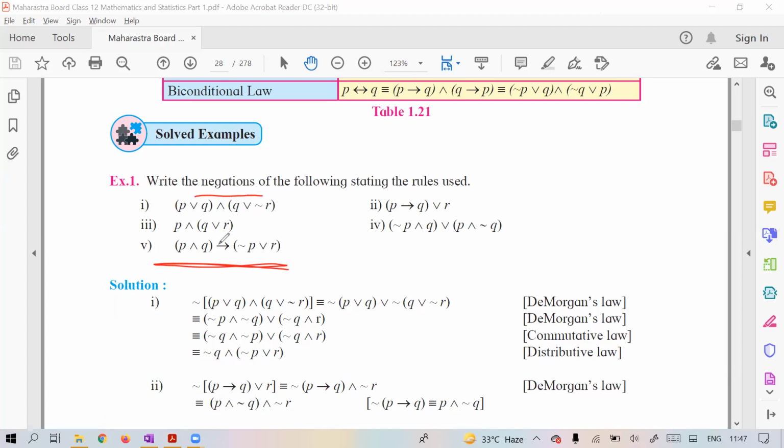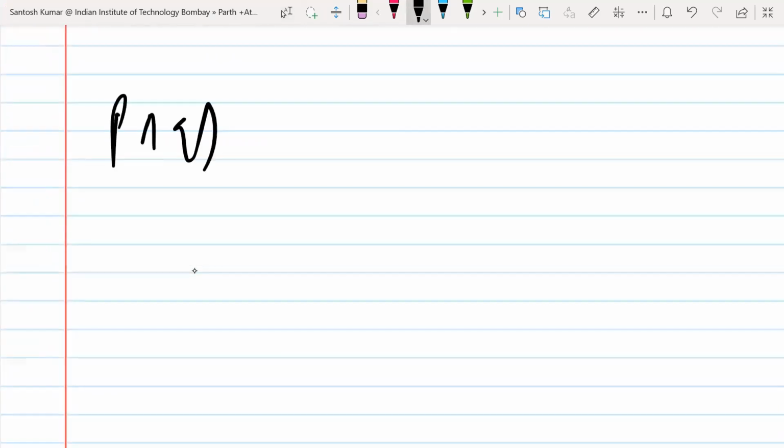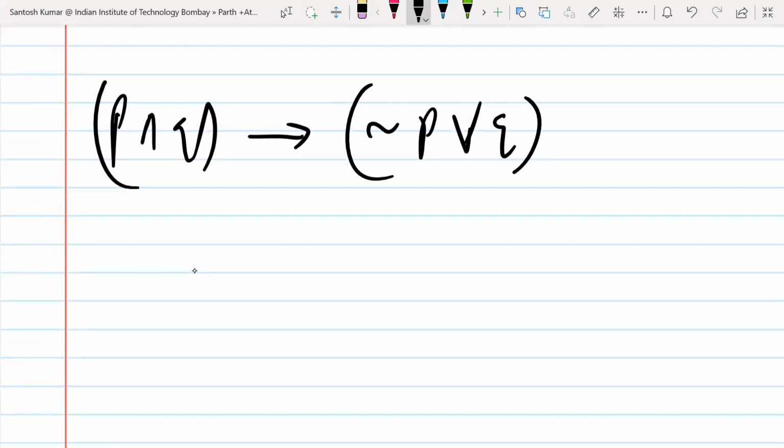So write the negation of this. The rest of the parts you can do. You have books, and this book is available online also. You can download. So write the negation of the fifth. Let's come to the fifth statement. It is P and Q implies not P or R. So P and Q implies not P or R, and you have to write its negation.